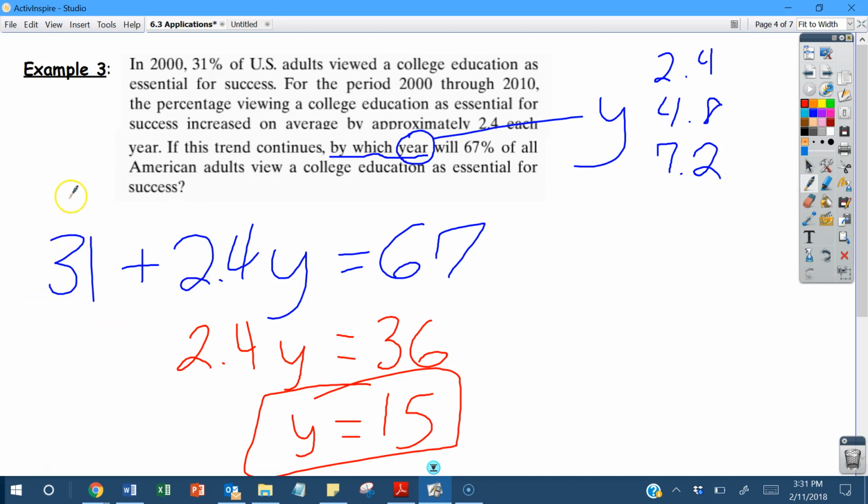31 plus 2.4 times y, 2.4 times 15. So this is 36 when y is 15. So 31 plus 36 gives me 67. So this works out well.